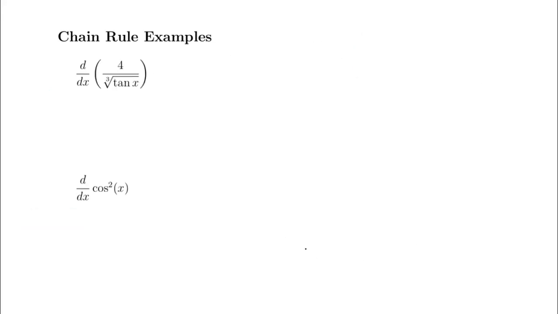All right, here's a couple more examples. See if you can pause this and give a shot at it. I'm going to rewrite this one for you just so you can see how it looks. This is really 4 times the tangent of x function raised to the -1/3, right? This cube root of the tangent of x function in the denominator. So it's a negative exponent in the denominator, and it's a 1/3 exponent for the cube root.